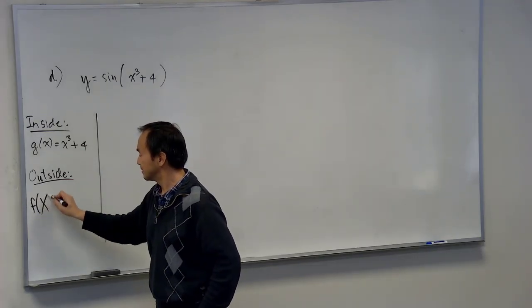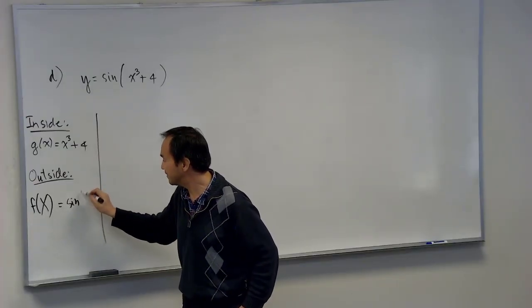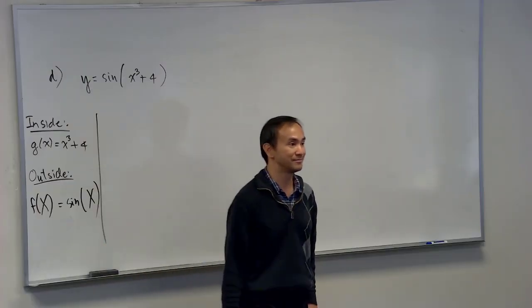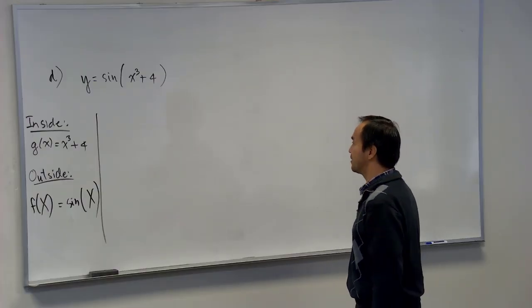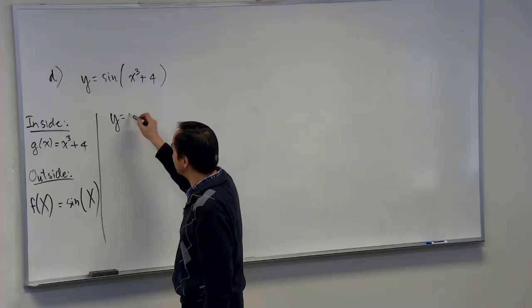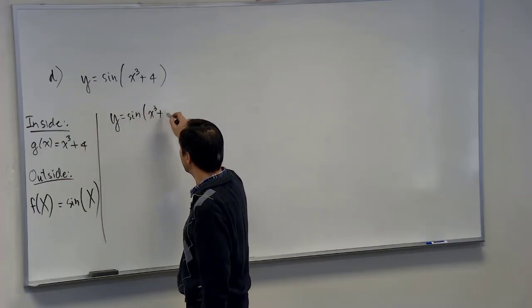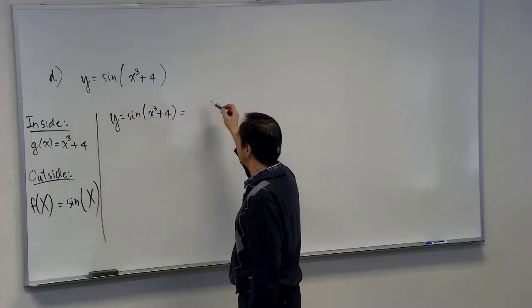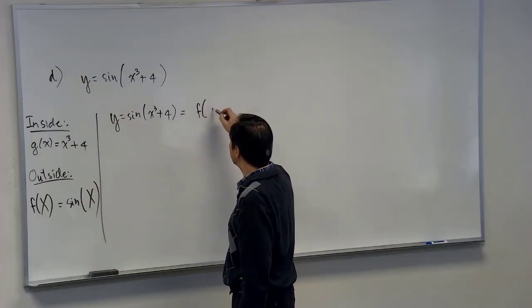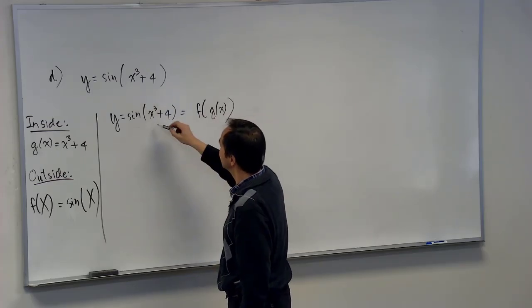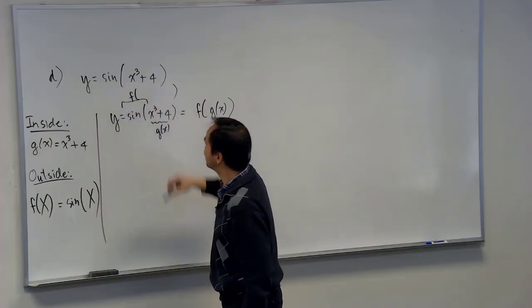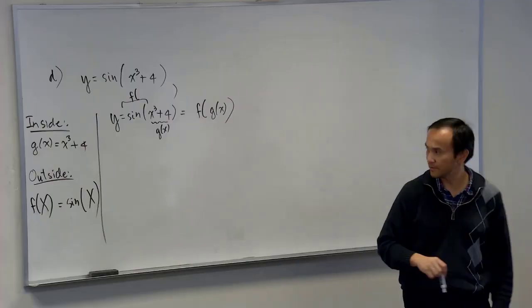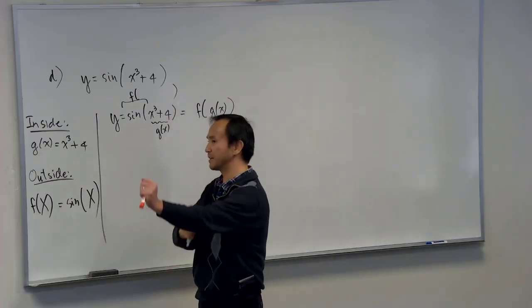So the outside function f of capital X has to be the sine of capital X. You guys all with me on that still? Okay. All right. Now, upon recognizing, you can see that our y here, y equals sine of x cubed plus 4, is the same as f of g of x inside. So your g is here, and your f is there. That's the outside and there's the inside. Yeah. That's just extra notation to make it real clear here.